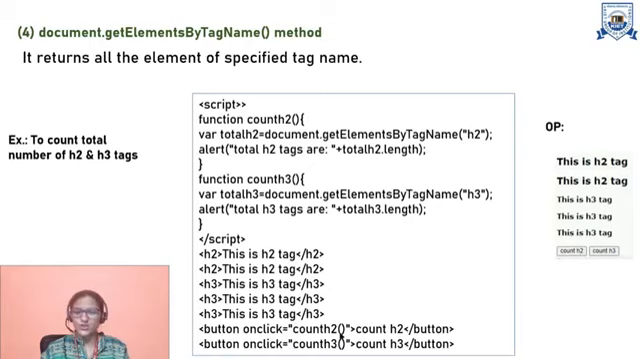We will click count h2, and the countH2 function will be called and it will print totalH2.length. For h2 there are 2 and for h3 there are 3. It is just a layout, so when we press the button, the output will be generated. Total h2 tags are 2. Next, when we click count h3, an alert window will appear with the length, showing how many h3 tags are there.